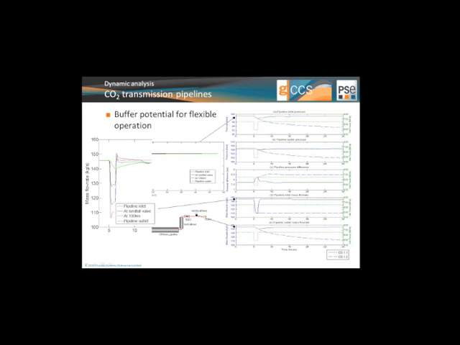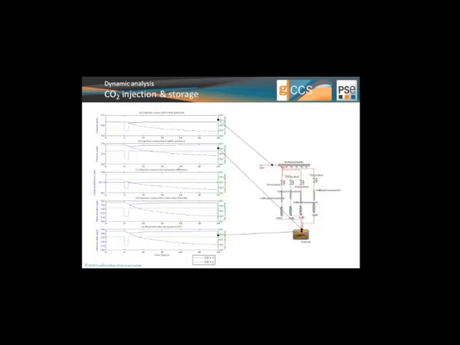And this is a question that has been asked by various parties: always is how much buffer is actually there for a dense phase or a supercritical system. So the answer is still substantial. And finally, we can see it here on the injection and storage side that again the mass flow rate change is rather minimal, so as we said, roughly 4%.